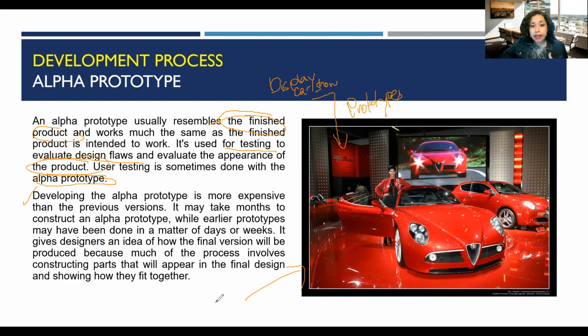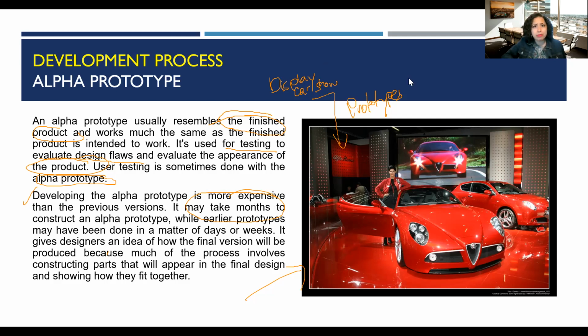But it is very good to have this type of version as a prototype because it starts giving you the actual feedback, the real feedback that you can input into your design and, of course, into the production of it. Since it's more expensive and takes a lot of time, it could take months to actually build an alpha prototype.